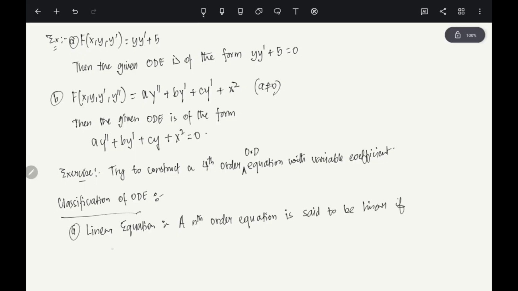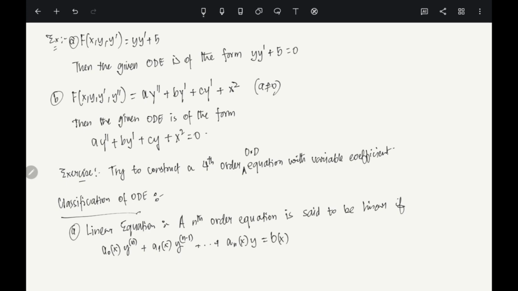If the equation looks like this: a naught of x times the nth derivative of y, plus a1 of x times the (n minus 1)th derivative of y, and it goes on like this, plus a n of x times y, equals 0. Okay, so if it equals b of x, let's say.